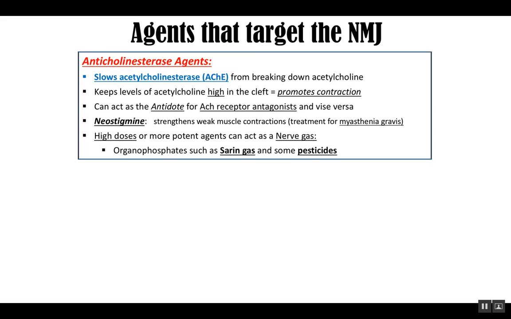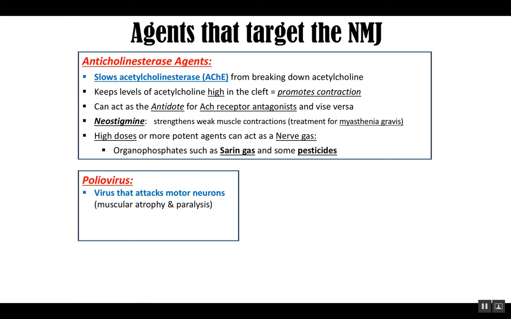Finally, there's a couple other microbes that also cause paralysis or weakening of muscle, like the polio virus. Polio is caused by a virus known as the polio virus, and this is a very, very tiny little virus that actually will attack and destroy somatic motor neurons. So you can imagine if you destroy motor neurons, that leads to very weak muscles and possible paralysis.